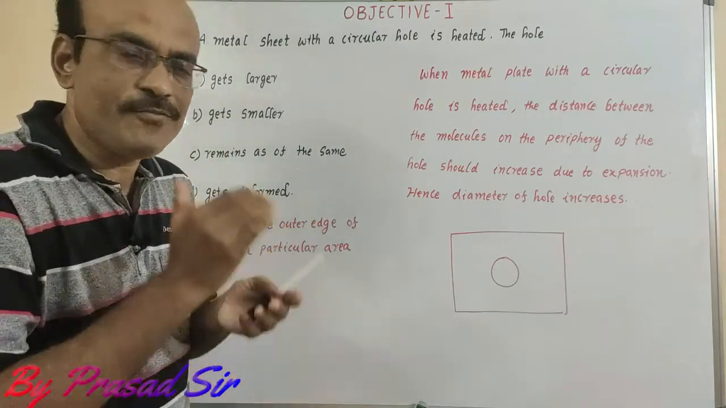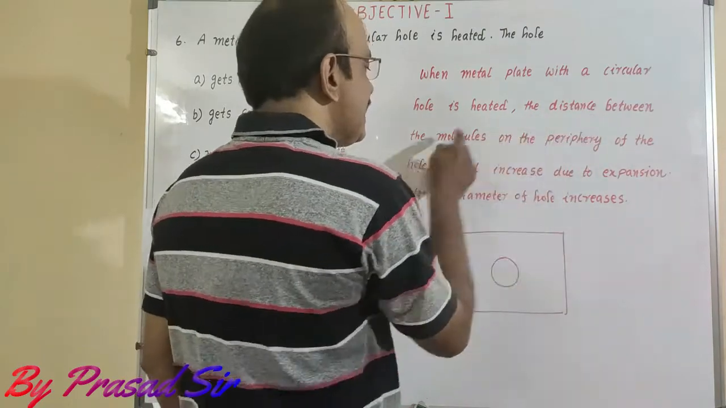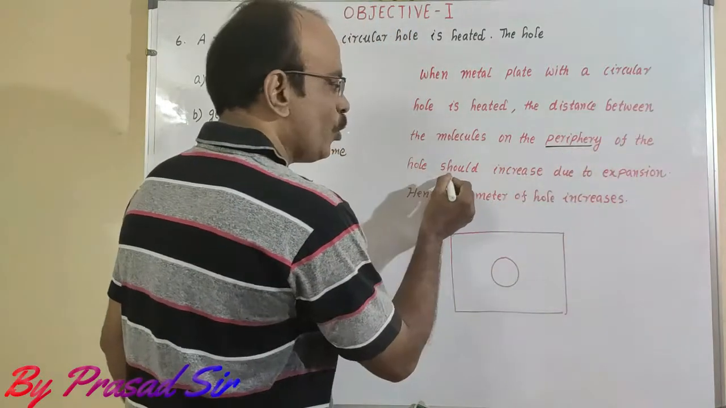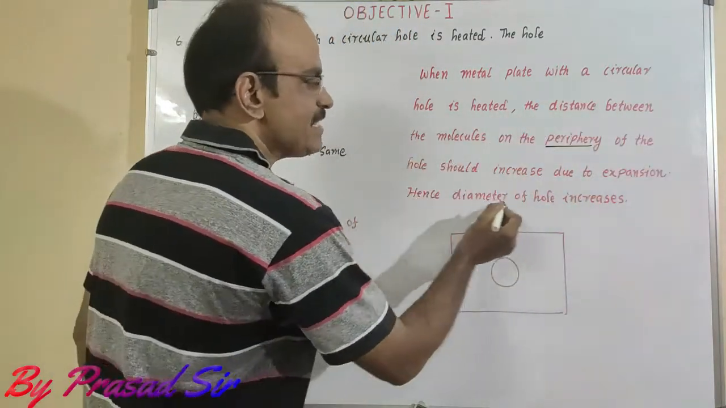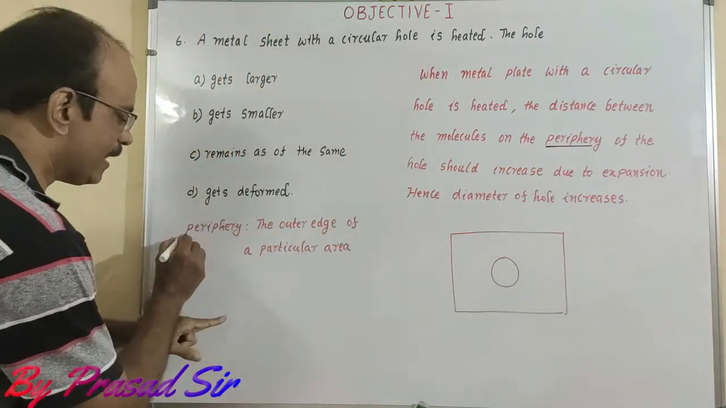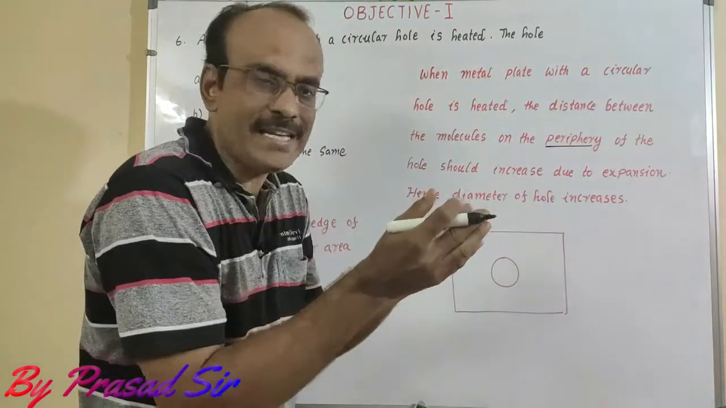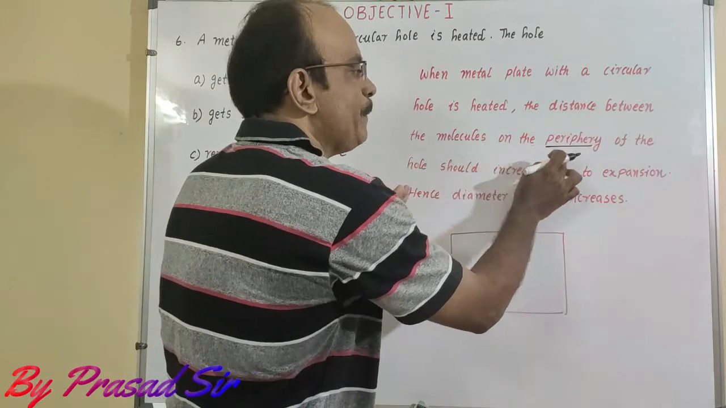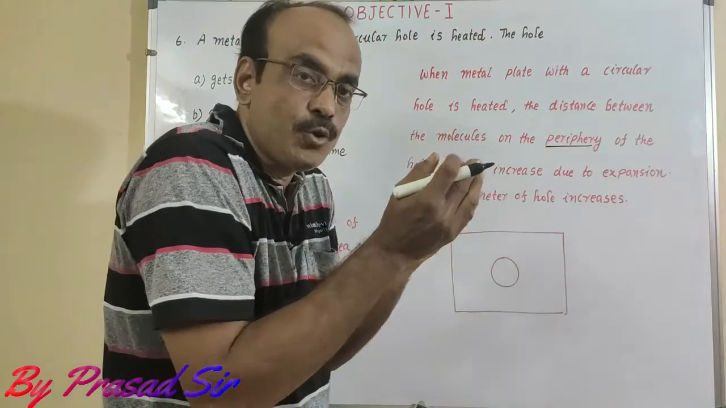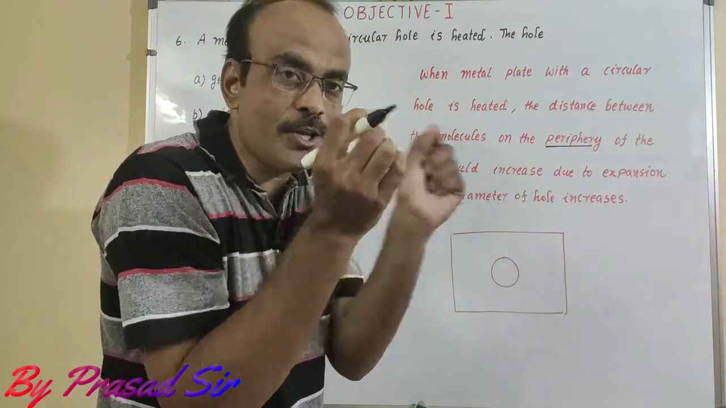To answer this one, first of all, when the metal plate with a circular hole is heated, the distance between the molecules on the periphery of the hole should increase due to expansion. Hence, the diameter of the hole increases. What is meant by the periphery? The outer edge of the particular area. Due to the expansion, the distance between the molecules increases.